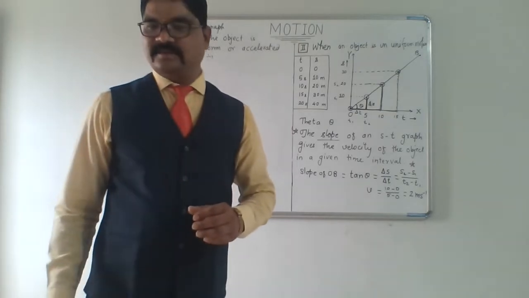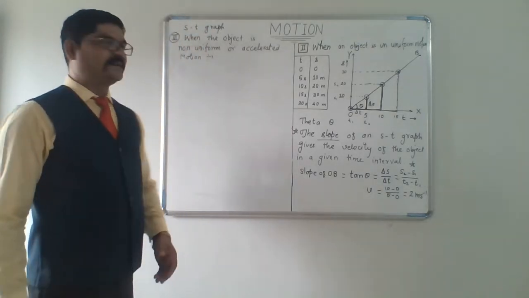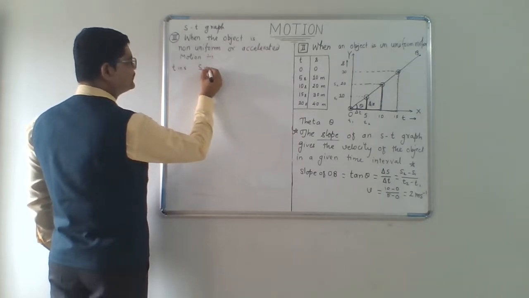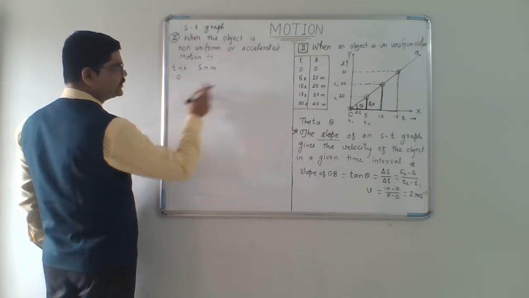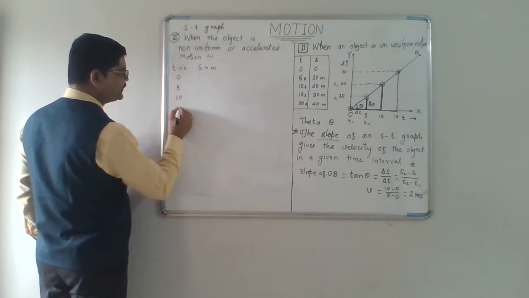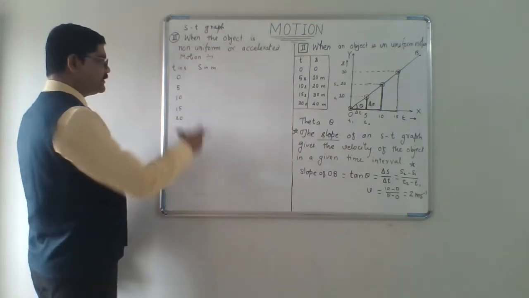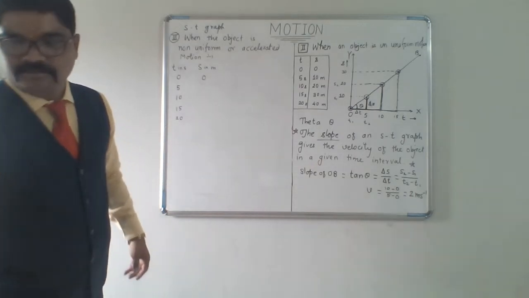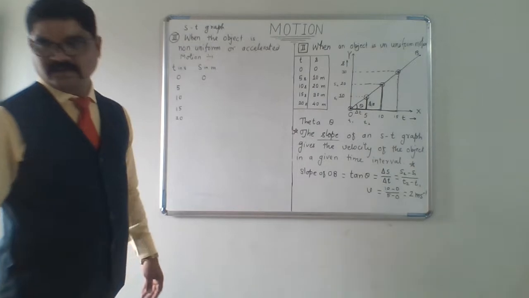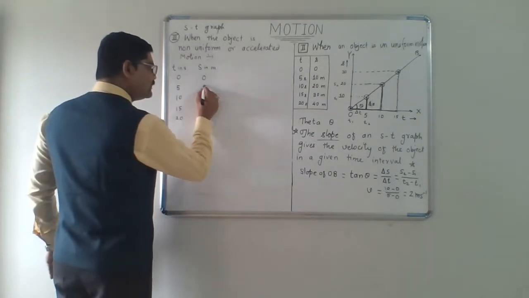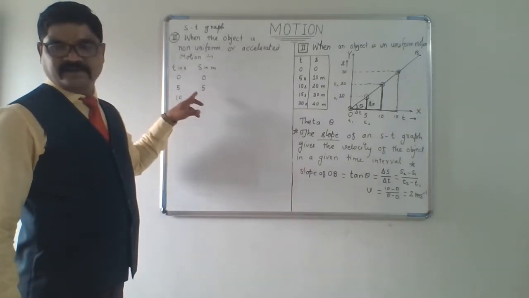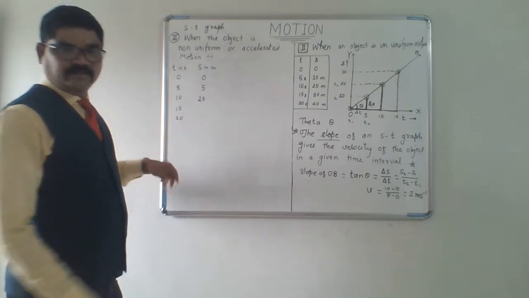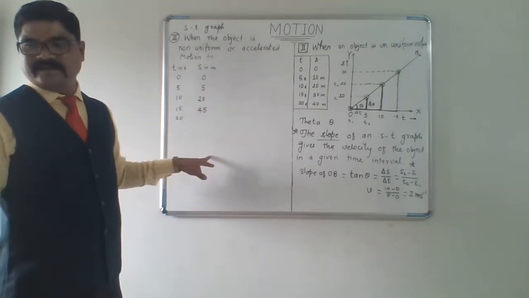Now the distances covered by an object are not constant. They are increasing with time. For example, t in seconds and s in meters. If I am taking time t equals 0, we will take the same 0, 5, 10, 15, 20. And the object is starting from the initial position, say 0. Then in the first case, if it is covering 5 meter of distance, then in the next part, if it is covering 20 meter of distance, 45, and then 80 meter of distance.